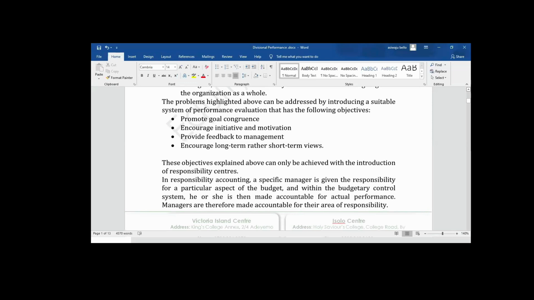And within the budgetary control system, the manager is made accountable for the actual performance of the responsibility. Within the budgetary control system, the manager is made accountable for actual performance of that particular aspect of the budget.